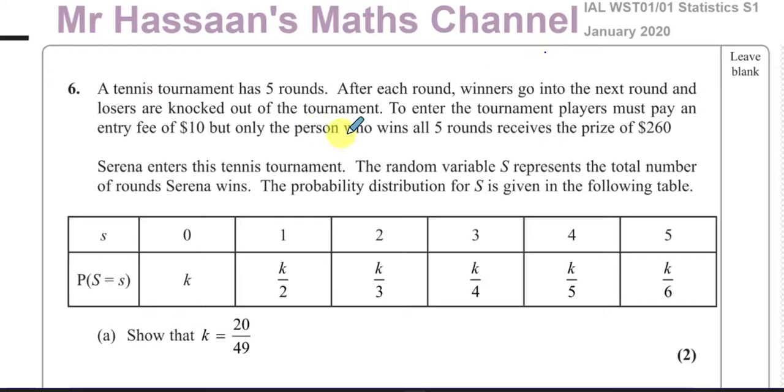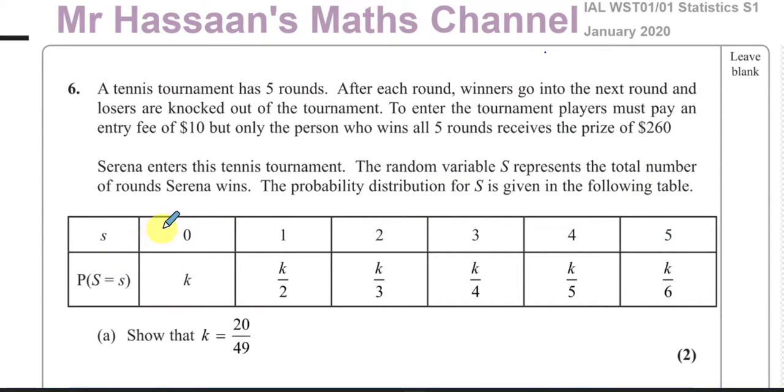Now, it says a tennis tournament has 5 rounds. After each round, winners go into the next round and losers are knocked out of the tournament. To enter the tournament, players must pay an entry fee of $10, but only the person who wins all 5 rounds receives the prize of $260. Now, Serena enters this tennis tournament. The random variable S represents the total number of rounds that Serena wins. The probability distribution for S is given in the following table.